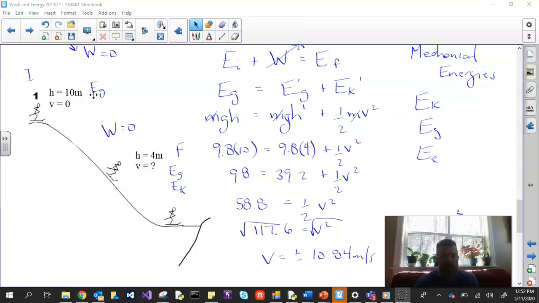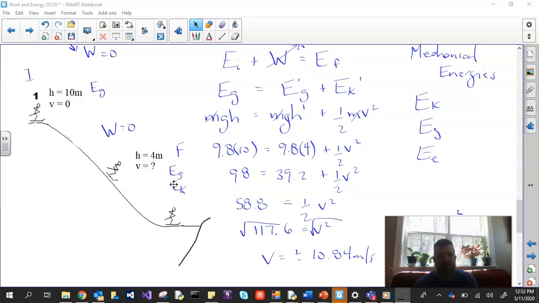So just to review, label your diagram, and I want you to label them with the types of energies, and then it's easier to figure out what goes on which side of the equal sign. So the beginning point goes on the left side. Any work that's there goes with it. And on the right side is anything that's at point 2.